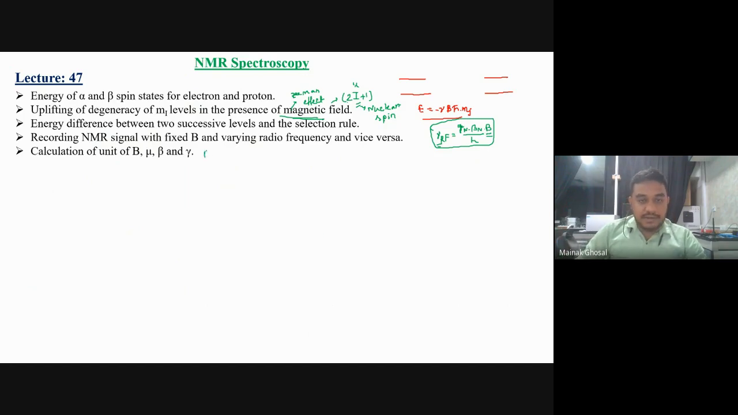Then the calculation of the units of all these things was shown. The magnetic field B has the unit Tesla. The unit of mu, the magnetic moment, is I into A. What is the unit of I? I is ampere, and A is the area, so meter square. So ampere into meter square. It also has another unit in terms of energy, which is joule per Tesla.